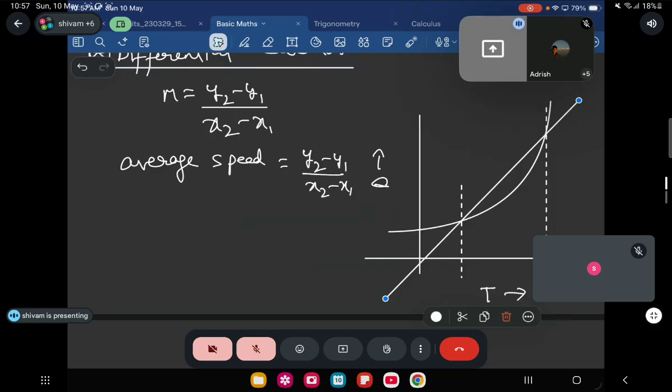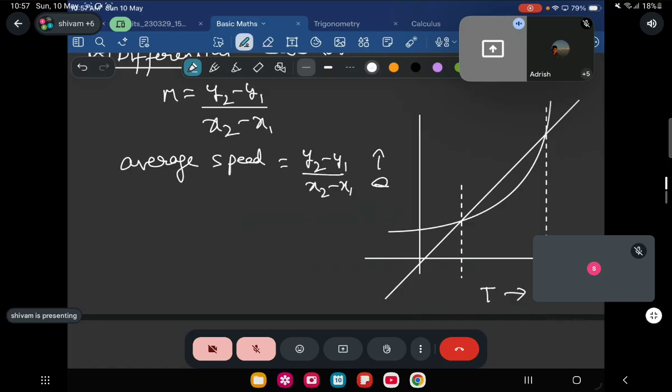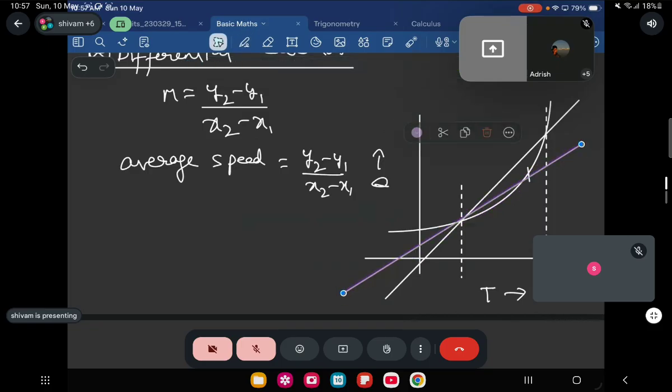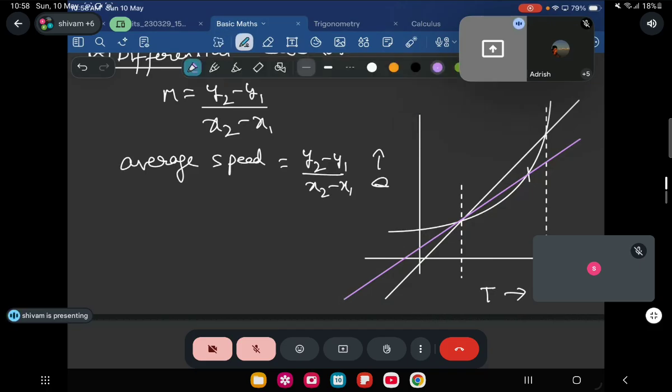Now, if you want to find out the average speed in a shorter interval, currently this average speed is, let us say, in 3 hours. I want to find out the average speed in a shorter interval. So let us say that this is the point. Now this is the average speed. So what is that point? Another point.